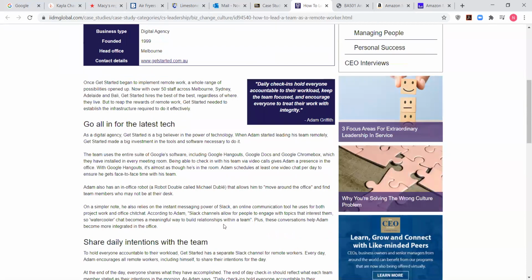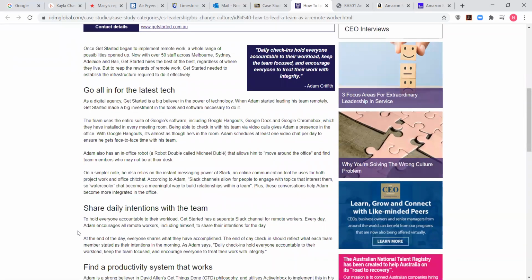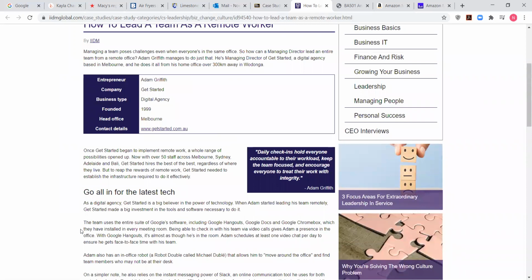What do you need to do that? Here it talks about how they went in and got some top tech. They had an office robot, which is basically moving around, checking up on people and monitoring them. But basically the situation boils down to this: this company was going online.